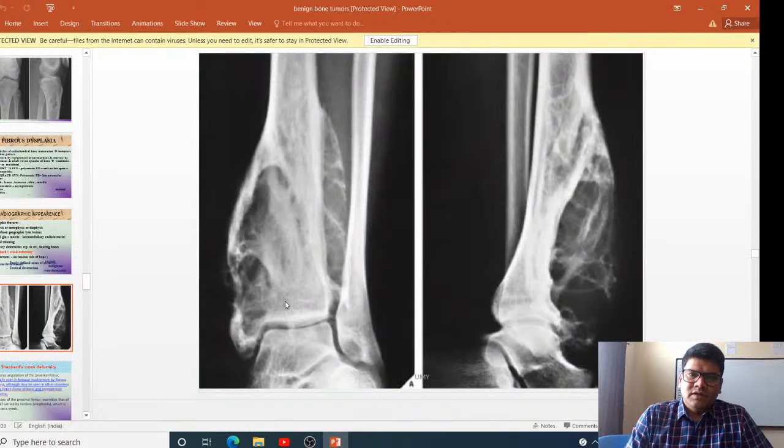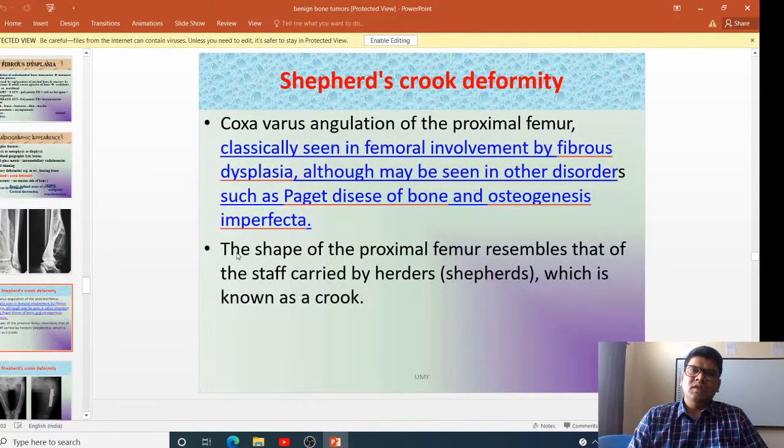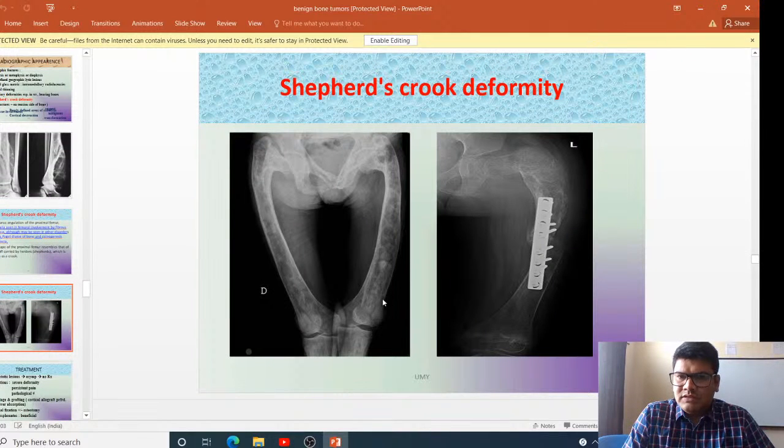Here you can see an expansile lytic lesion in the metaphysis extending into the epiphysis, an epiphysio-metaphyseal lesion causing cortical breach and cortical expansion. Shepherd crook deformity is most common in the proximal femur. See, this is shepherd crook deformity.